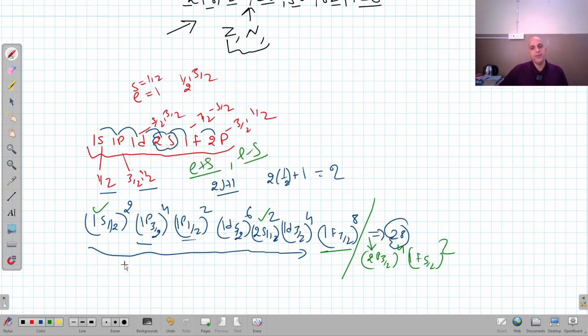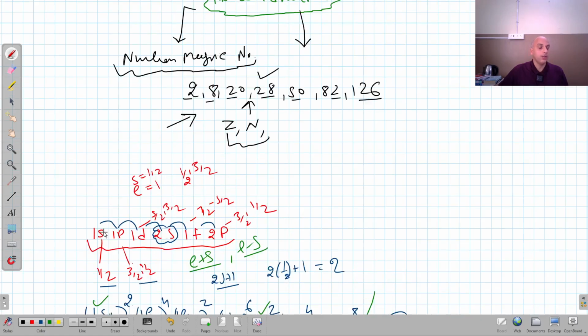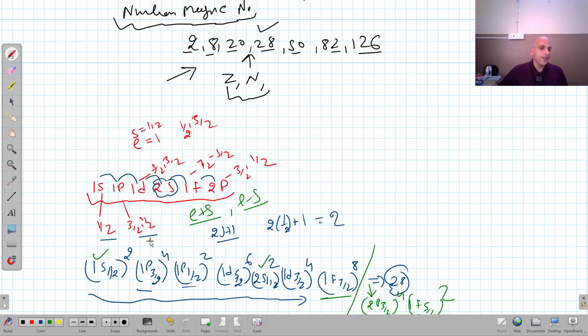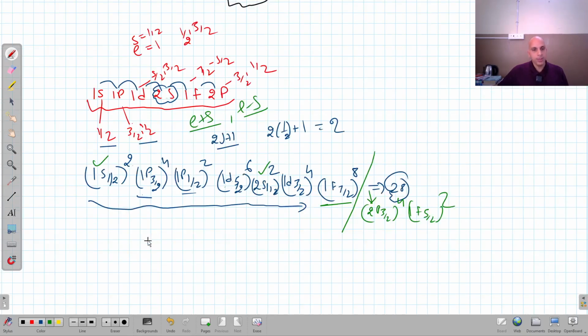So in this way, I can write down the nuclear configuration of any nucleus, right? Because I told you that the question is asked to write down the configuration first, and then from that configuration I can predict the spin and parity of the atomic nucleus, right?